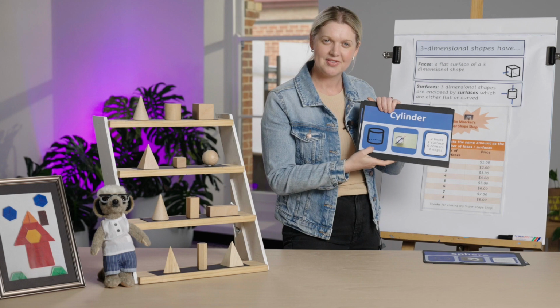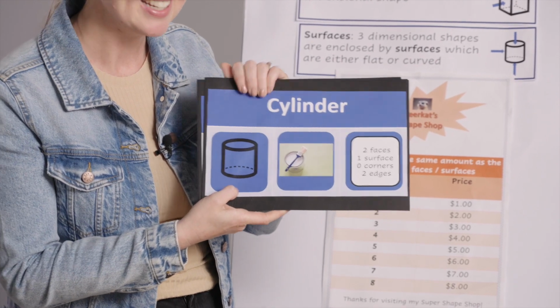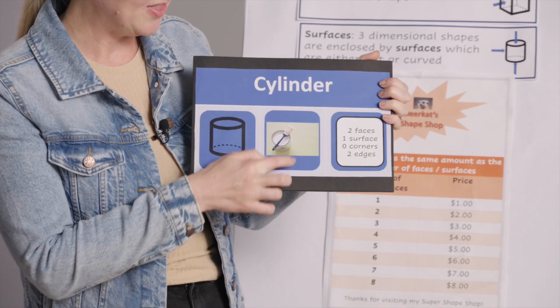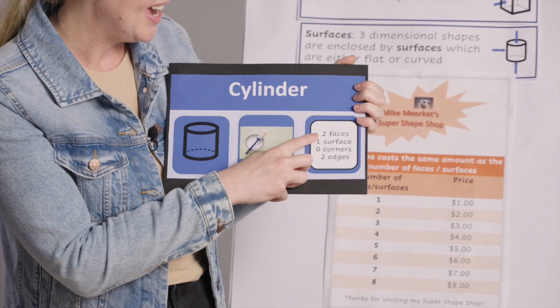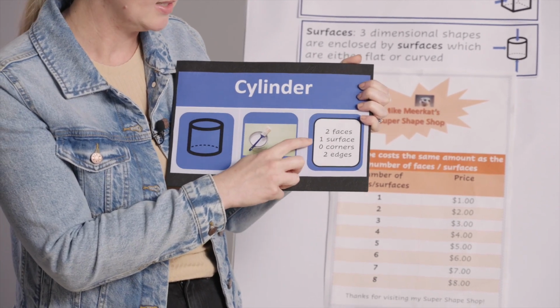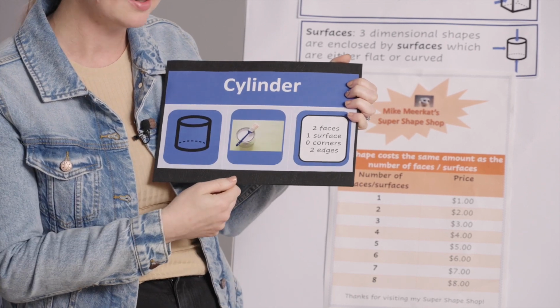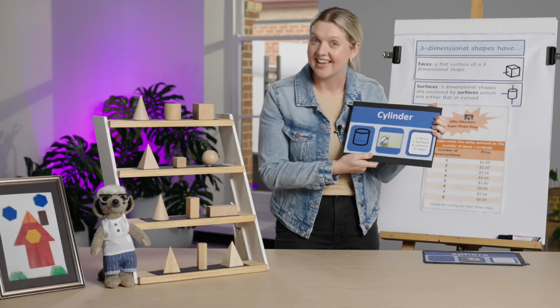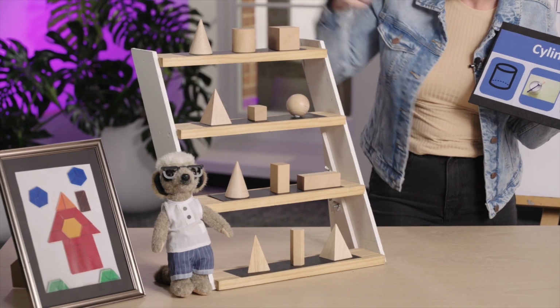Okay, what's the name of this 3-dimensional shape? Did you say cylinder? Well done. The picture here, we've got a paint tin that's in a cylinder shape. A cylinder has 2 faces, 1 curved surface, 0 corners, and 2 edges. Can you point to a cylinder on the shelf? Here's one.